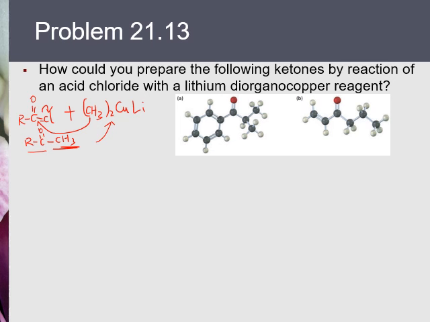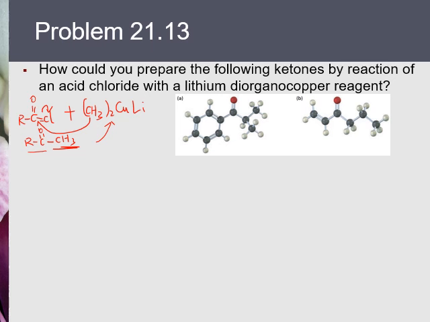Okay. Now remember, if it's a Grignard reagent, it will attack twice. So it's very unique between acid chloride and the Gilman reagent. Okay, all right. Now let's look at the first molecule.